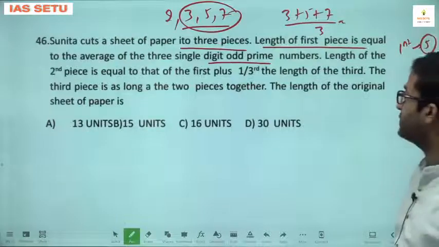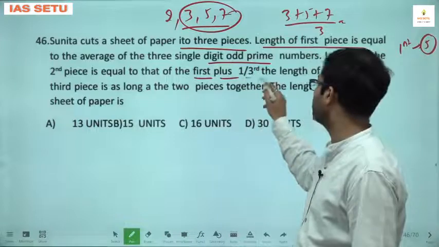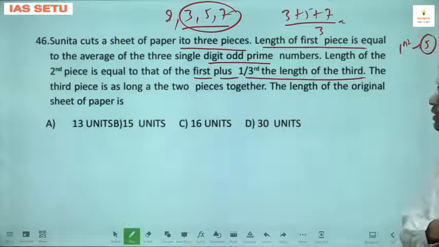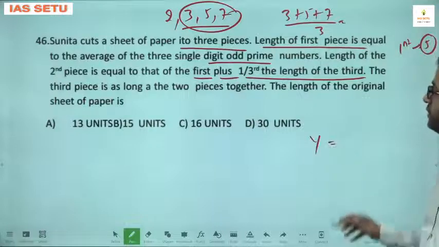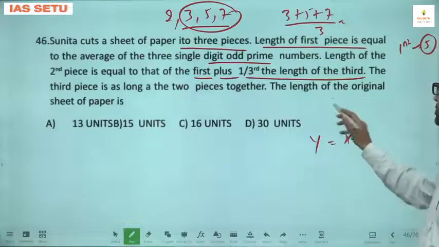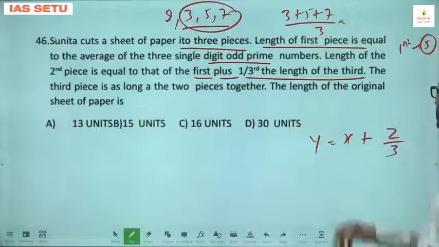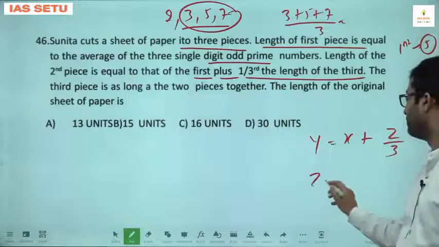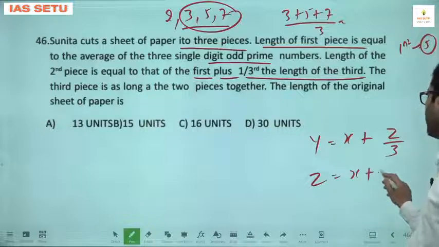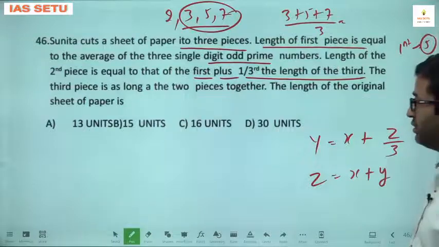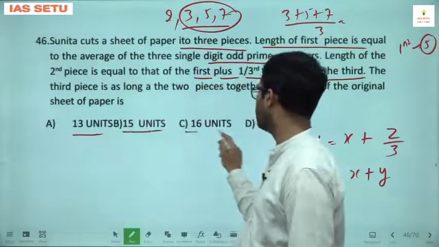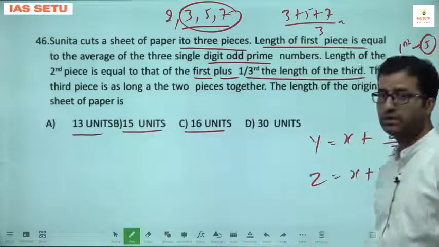The length of the second piece is equal to the first plus 1/3 of the length of the third. Second piece, I will take y. It will be x plus 1/3 of the third, z by 3. The third piece is as long as the two pieces together, z is equal to x plus y. The length of the original sheet of paper is 13 unit, 15 unit, 16 unit, 30 unit.